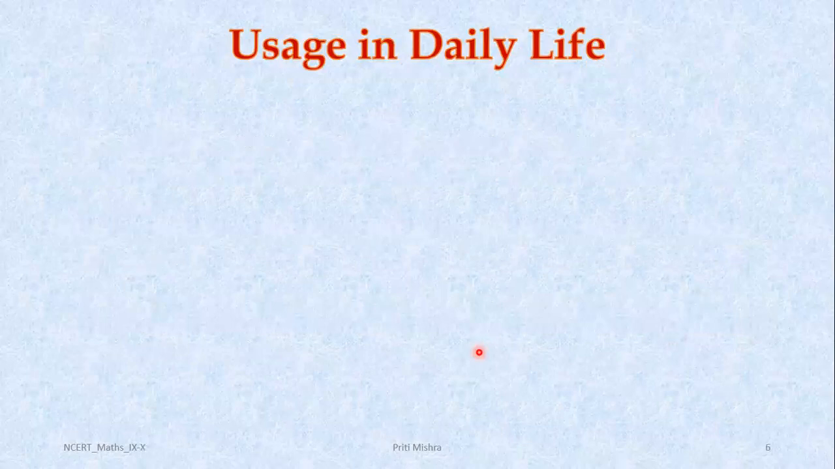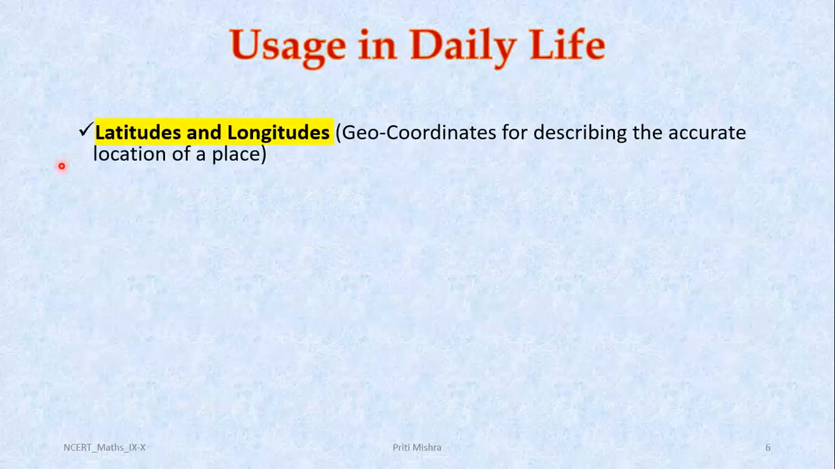So after this, we are having our next topic, uses of coordinate geometry in our daily life. So first use, I can have latitudes and longitudes, that is geo-coordinates, for describing the accurate location of a place. I have already explained to you about the location of Delhi and Kochi, that we are able to find out its exact location just on the basis of geographical coordinates, which we got to know with the help of coordinate geometry, right? So here coordinate geometry is helping us in finding out geo coordinates.